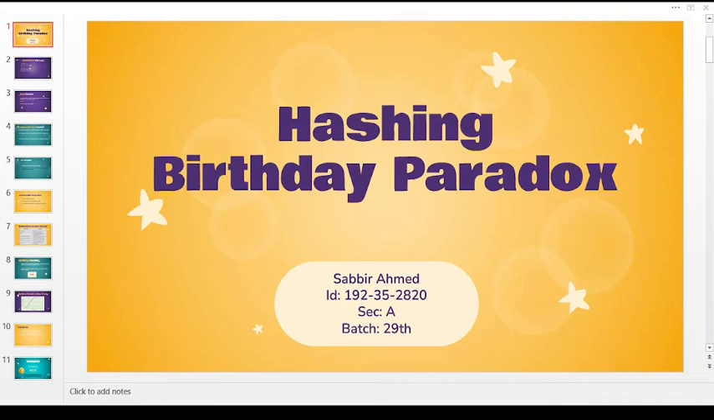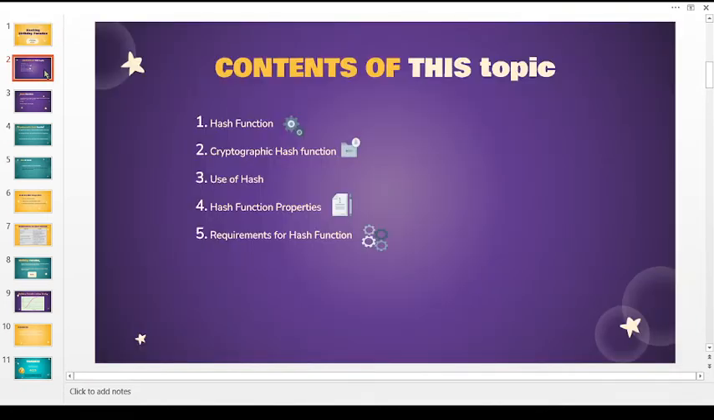So let's see the contents of this topic. First of all, we have to know what hash functions are. Second, cryptographic hash functions. Third, use of hashes. Fourth and fifth, hash function properties and requirements for hash functions.